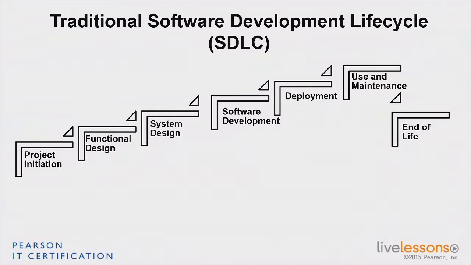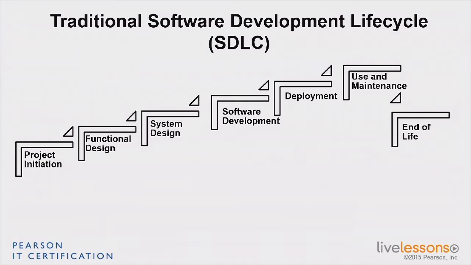Now, the traditional software development lifecycle, SDLC, starts with project initiation. Its next stage is functional design. We then move into system design. Then we start actually designing the software. That's the software development phase. Moving into deployment, use and maintenance, and then end of life. So this is a very traditional lifecycle.